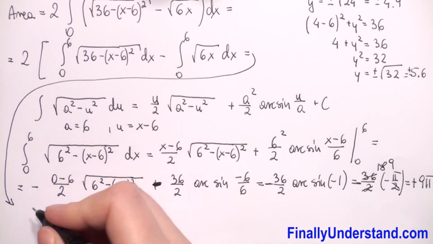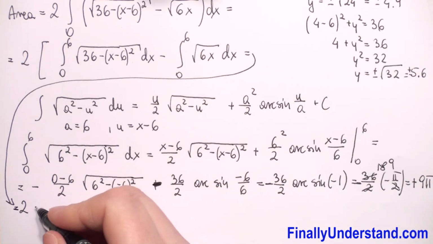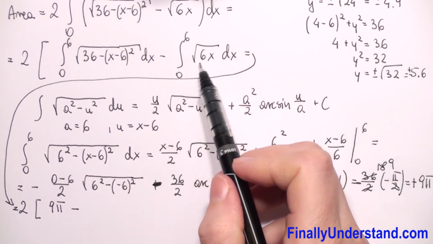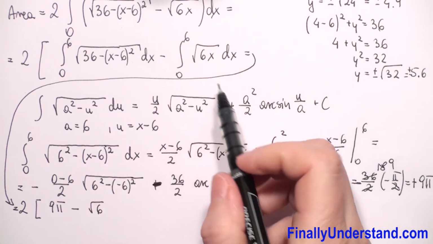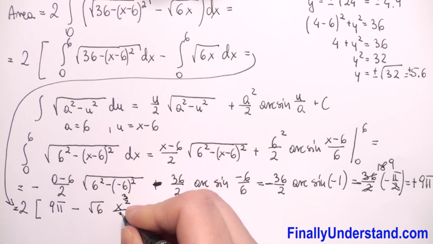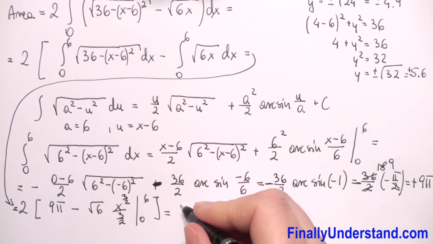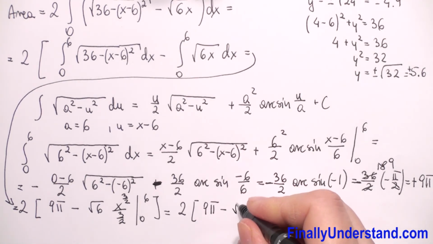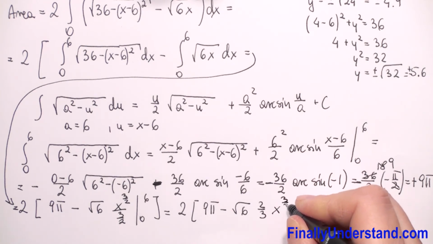We have 2 times the first integral we solved, so we have 2 times, and in brackets will be 9 pi, and we have minus, and now we have the integral of square root of 6x. Square root of 6 is a constant, and we have the integral of x to the 1/2 power, so this is x to power 3 over 2 over 3 over 2, and we have integration limits from 0 to 6, so this is equal to 2 times, and in brackets we have 9 pi minus square root of 6 times 2 over 3, and we have x to power 3 over 2.